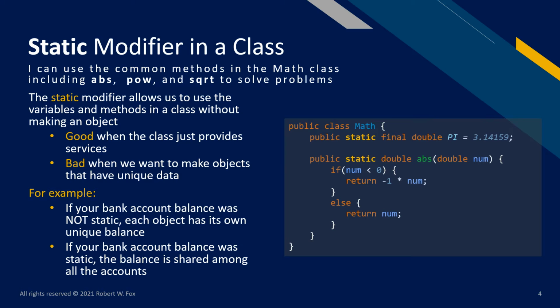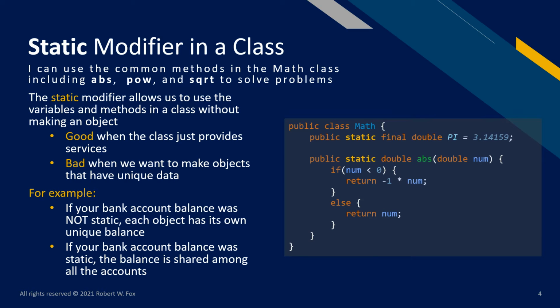And this is good when a class is just providing services like the Math class does, because I can skip the step of creating the object. However, using static can be bad when we want to make objects that have unique data. So let me give you an example.